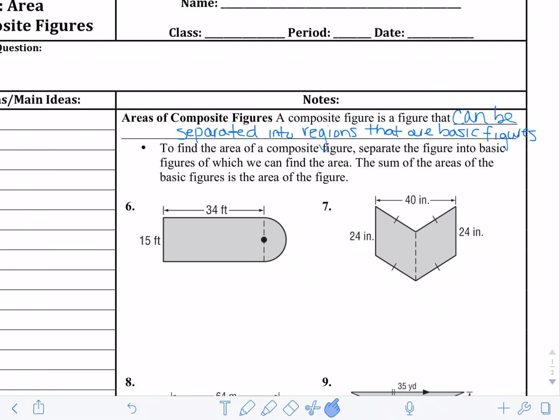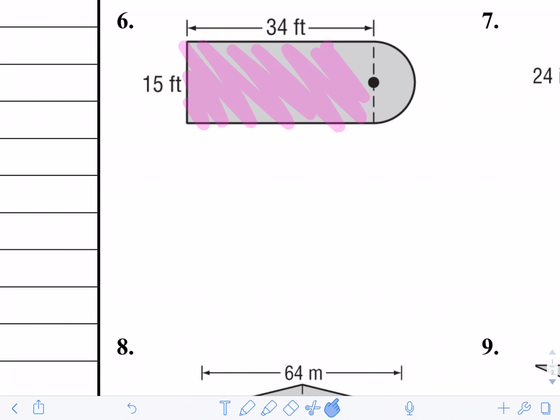To find the area of a composite figure, separate the figure into basic figures of which we can find the area. The sum of the areas of the basic figures is the area of the figure. So for this first one, there's 2 areas we're going to do. I'm first going to look at the area of this rectangle. So let me zoom in over here. To find the area of the rectangle, we are going to do length times width. Your length is 34 feet. And your width is 15 feet.